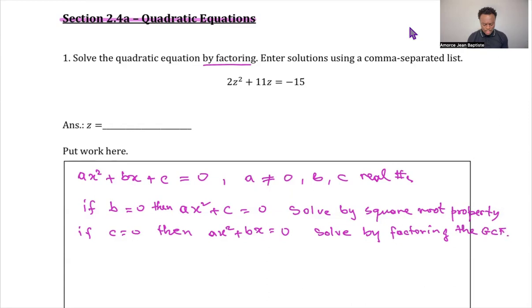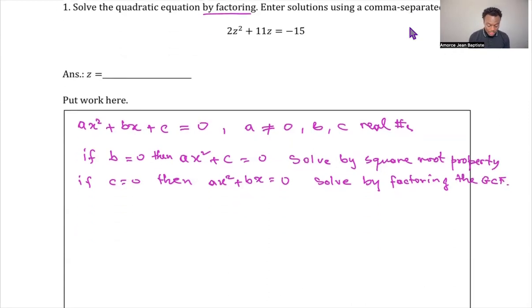We're going to solve one problem similar to each of these examples. Let's start with the case where a, b, c are all non-zero, so you're going to have to solve it by factoring. Here, let's write down the equation: 2z squared plus 11z equals negative 15.